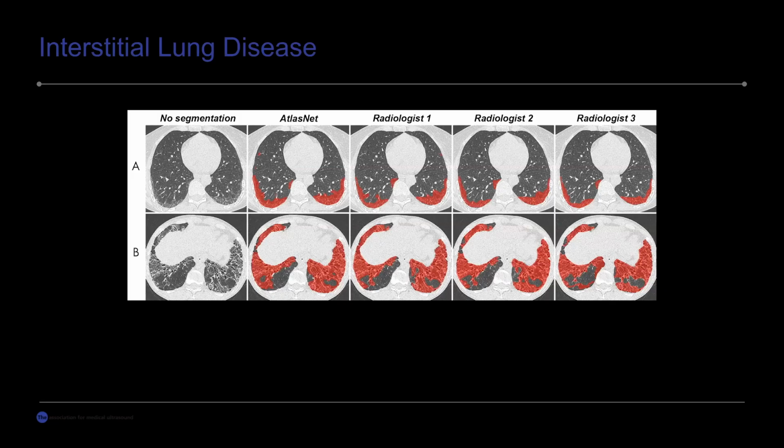Interstitial lung disease is another great example. Through this Atlas network, we're able to see this patient has bad interstitial lung disease. And we could see the ground truth through 3 different radiologists who segmented these themselves. You can see they're slightly different, but pretty close. And then you can see that compared to what the AI did. So there's a lot of technology out there that can help us do these things.